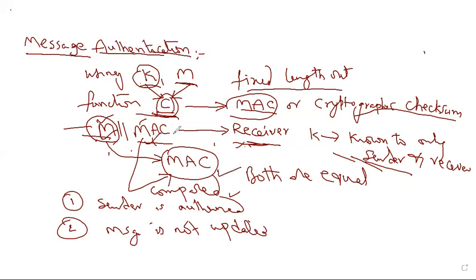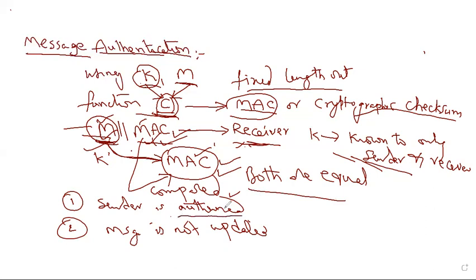Because finally he is comparing the received MAC with the generated MAC. If the message is updated, then he needs to generate the MAC code from the MAC function with the help of key K. If this message is updated, he gets a MAC code, but that MAC code is not going to match the received MAC, so he immediately feels that this message is updated by a third party, right? So from these two, he confirms that the sender is authorized.